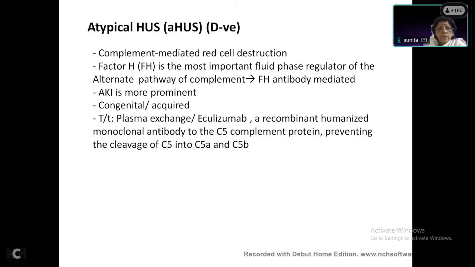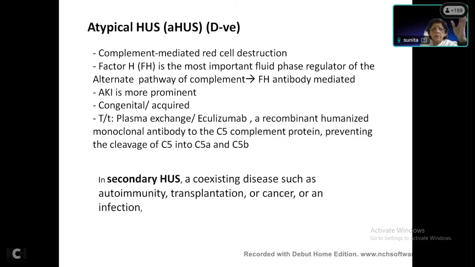Again, factor H can be abnormal, congenital or acquired. It's important because in HUS generally we don't give any treatment, but here plasma exchange and eculizumab, which is a complement inhibitor, can be given in these patients. Secondary HUS can happen with autoimmunity, transplantation, malignancy or any infection.